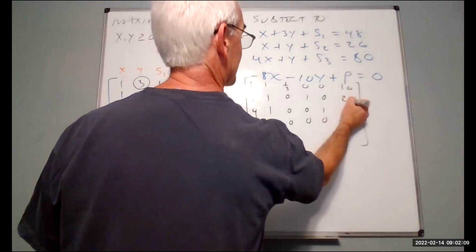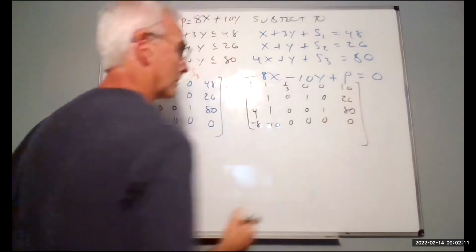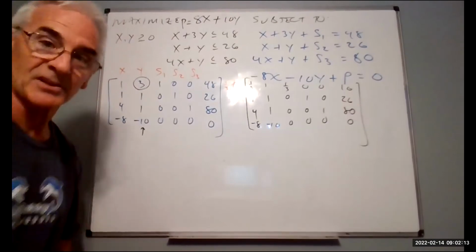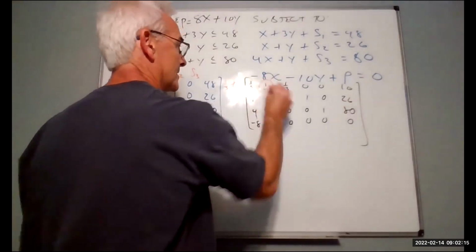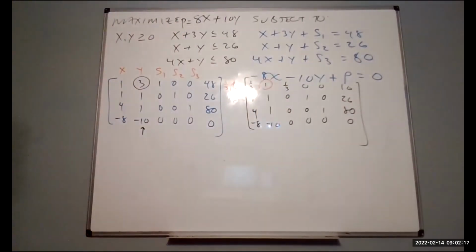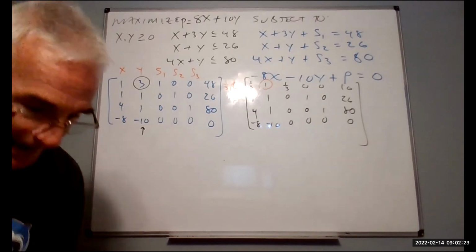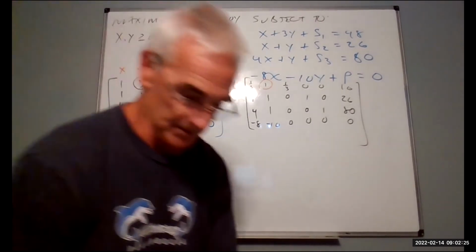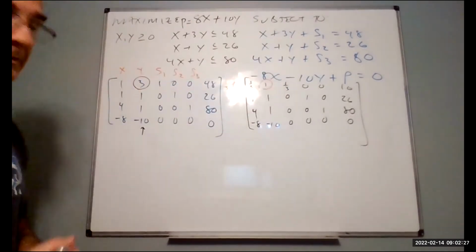Oh, here we go. 26, 80, 0. All right. What I like to do when I select my pivot, I always like to circle it so I don't forget where I am. Now I'm going to put zeros below that value. Okay. I'm going to put zeros below that. Now I'm going to have to write kind of small to get everything on here.